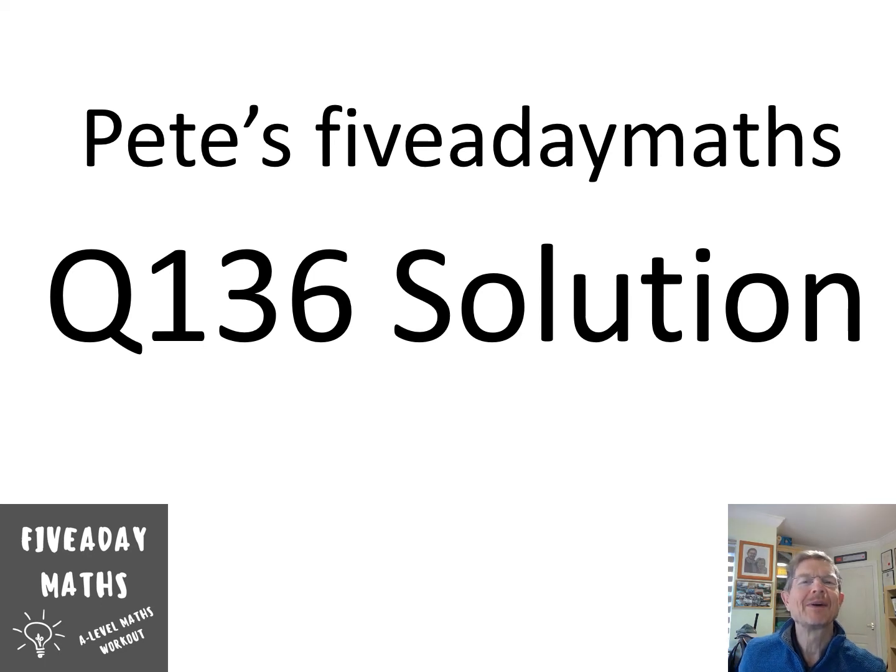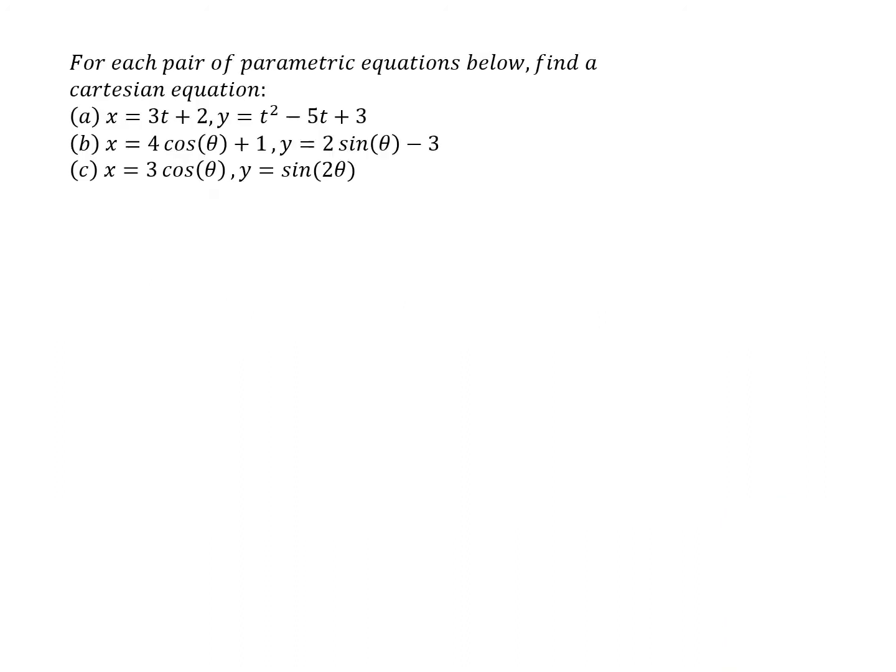So, parametric equations here, question 136. So the first pair of parametric equations, here and here, the easiest way to find a Cartesian equation is to rearrange this one to find an expression for t, and then substitute that into the other equation.